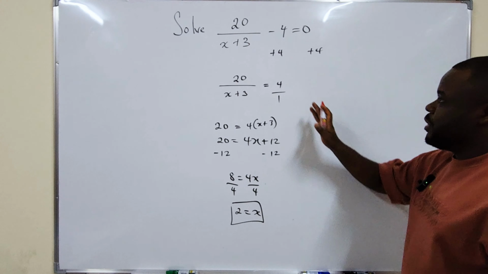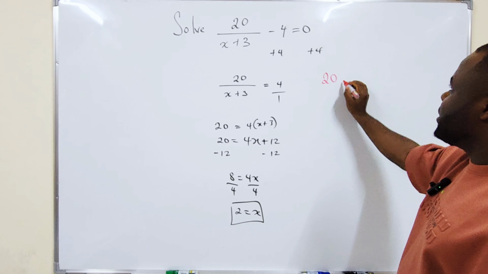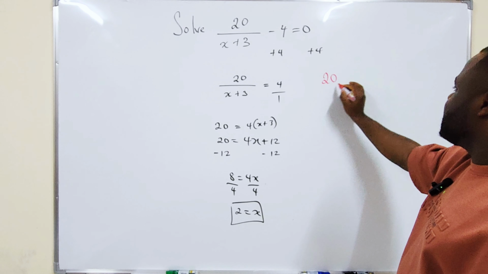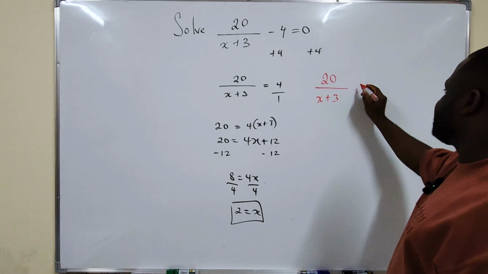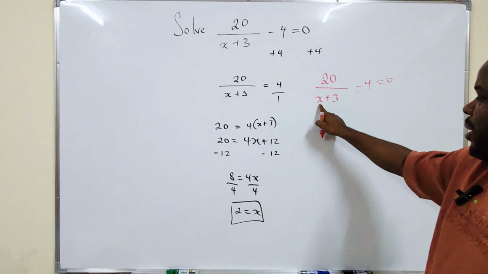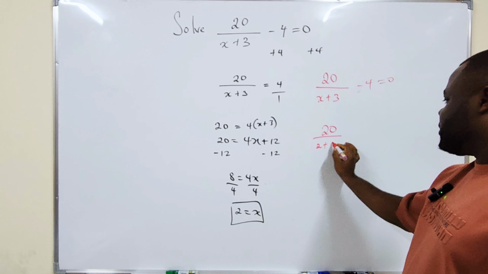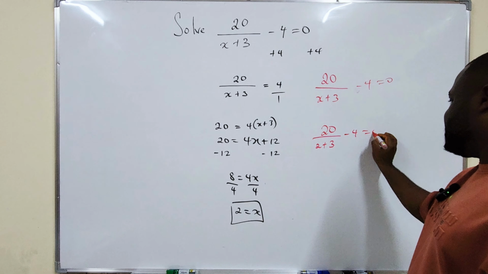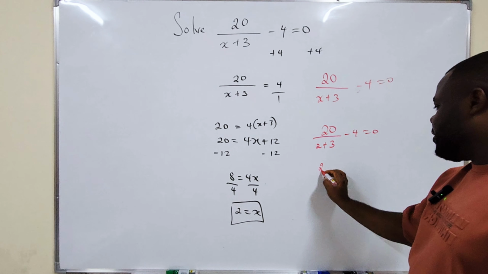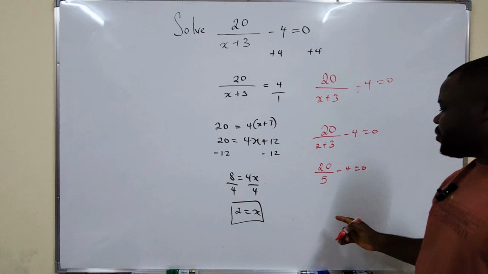Let's quickly do that. So this is the original equation, which is 20 over x plus 3, sorry, there's a minus 4 equals 0. So let's check if everything here equals 0. So remember our x is 2. So you say 20 over 2 plus 3 minus 4, is it equal to 0? So we have 20 over this plus this is going to give you 5 minus 4 equals 0. So it must be equal to 0.